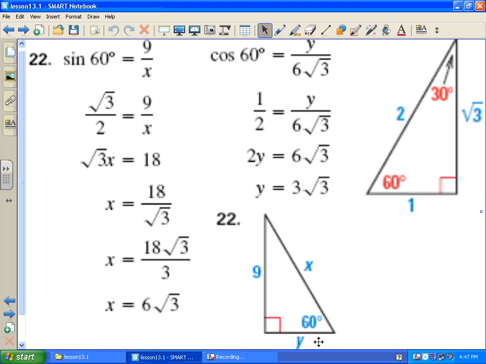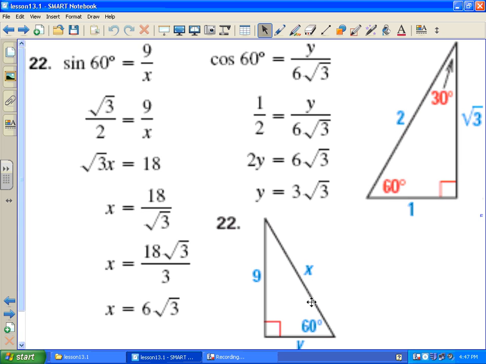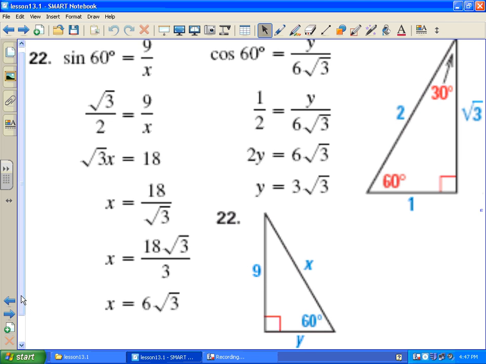I could use the Pythagorean theorem, y squared plus 9 squared equals (6√3) squared, and solve for y in that manner. Or I could use a trigonometric equation again. I could say, for example, the cosine of 60 degrees, cosine is adjacent over hypotenuse. So for this 60-degree angle, the adjacent side is y. The hypotenuse is x, which we now know is 6√3. Cosine of 60 is y over 6√3.